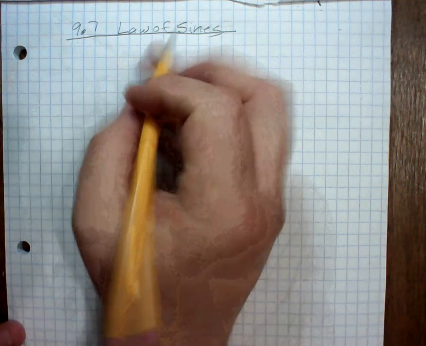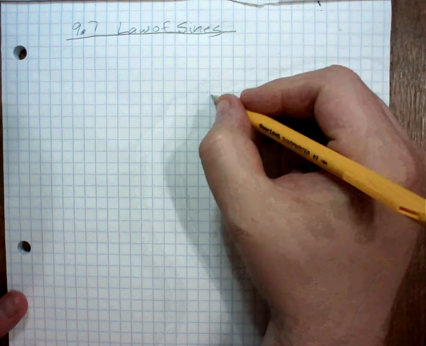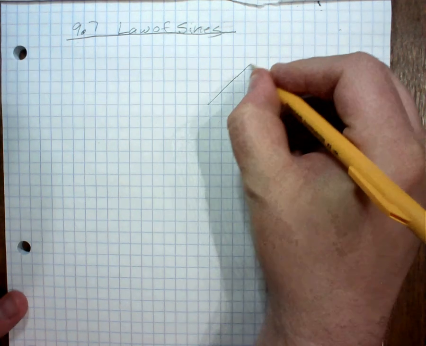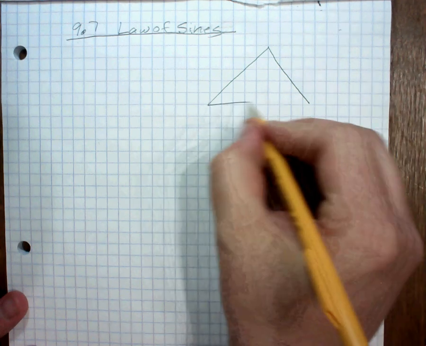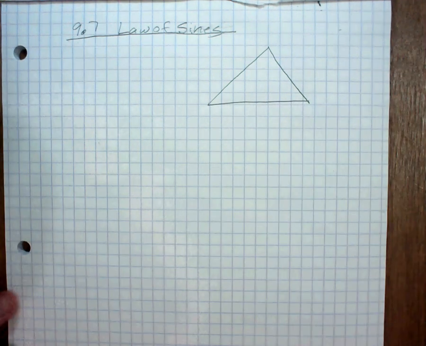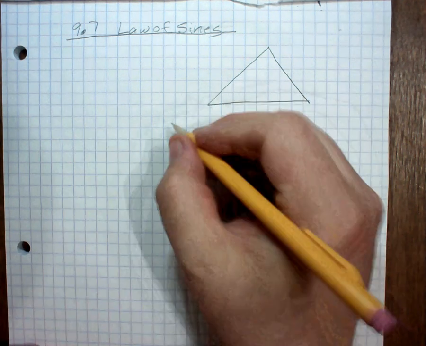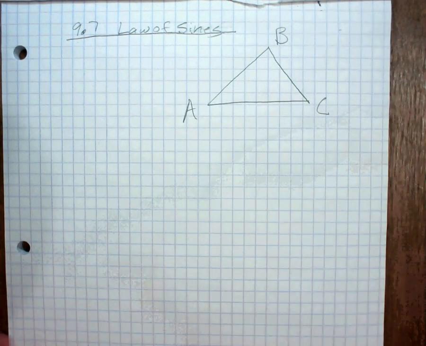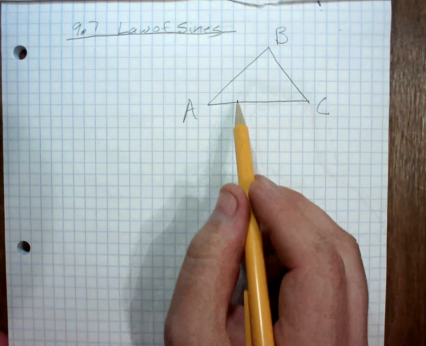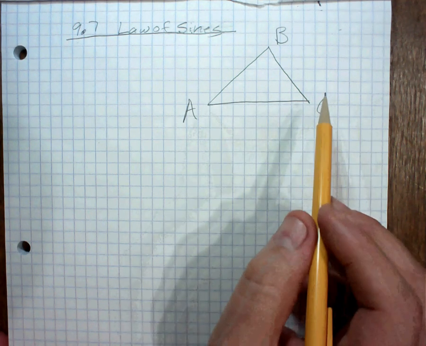So today we're going to talk about the law of sines, and basically, the law of sines is a way to find a relationship between the side lengths and the angles of a triangle. So if I have this triangle, capital A, capital B, capital C, when we label a triangle like this, this is not a right triangle, this is just any triangle in general.